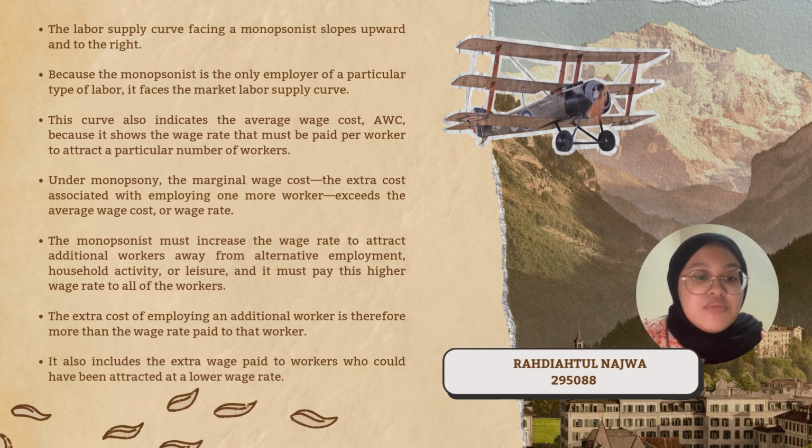Under monopsony, the marginal wage cost, the extra cost associated with employing one more worker, exceeds the average wage cost or wage rate. The monopsonist must increase the wage rate to attract additional workers away from alternative employment, household activity, or leisure, and it must pay this higher wage rate to all of the workers. The extra cost of employing an additional worker is therefore more than the wage rate paid to that worker. It also includes the extra wage paid to workers who could have been attracted at a lower wage rate.